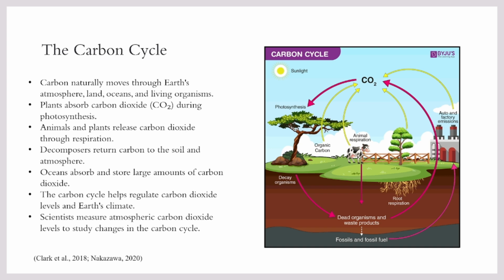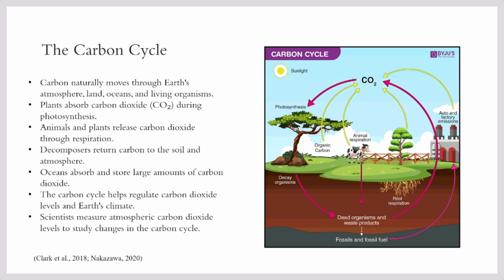According to the OpenStax biology textbook and Nakazawa's 2020 review, plants absorb carbon dioxide from the atmosphere during photosynthesis and use it to grow. Animals eat plants and release carbon dioxide back into the atmosphere through respiration. When plants and animals die, decomposers break them down and return carbon to the soil and the atmosphere. The oceans also absorb and store large amounts of carbon dioxide, helping regulate the amount of carbon in the atmosphere.